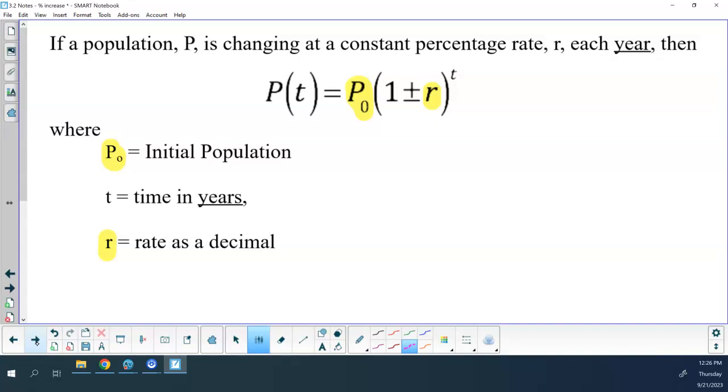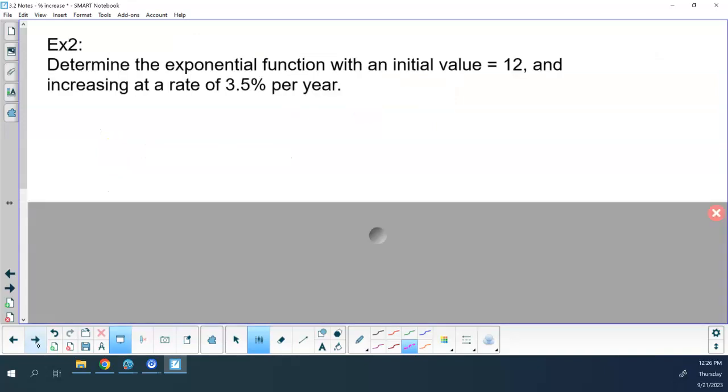All right? Love it. So with that being said, in that function, please come up with an exponential function with an initial value of 12, and it's increasing at a rate of 3.5% per year. Then, underneath here is my favorite pre-calculus example.